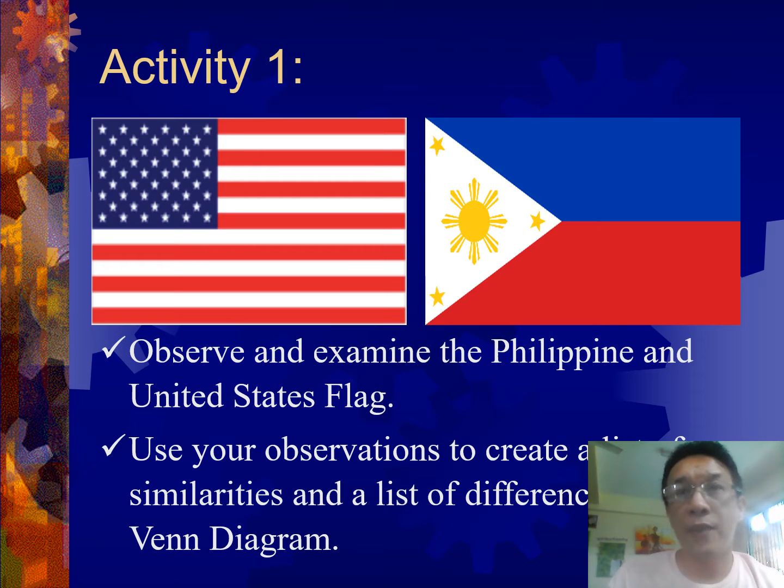The outside of the Venn diagram must be the differences of the flags that you have observed, and the inside of the Venn diagram will be the similarities. With this, I will give you 5 minutes to do the Venn diagram.